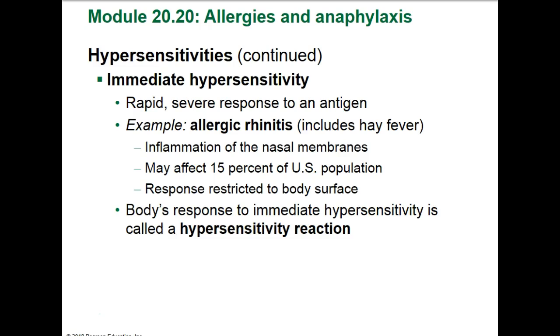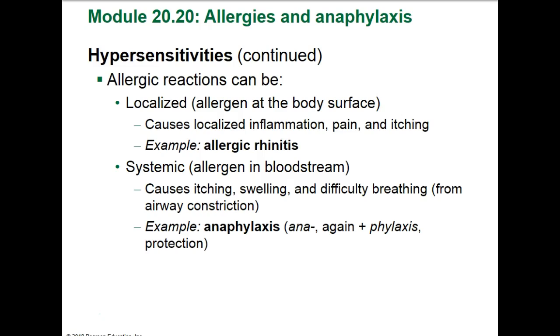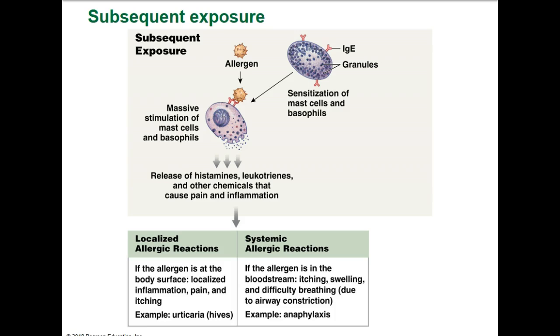Okay, there's also immediate hypersensitivity, rapid severe responses like in allergic rhinitis or hay fever. Inflammation of nasal membranes could affect 15% of the US population. The response is restricted to the body surface. And the body's response to the immediate hypersensitivity we call hypersensitivity reaction. These reactions could be localized, which means right at a specific area, like an allergen at the body surface, where you have localized inflammation, pain, itching. Or it can become systemic, where it's in the bloodstream, causing itching, swelling, difficulty breathing, like in anaphylaxis. And again, a lot of that is caused by the chemicals being released, like histamines and leukotrienes.